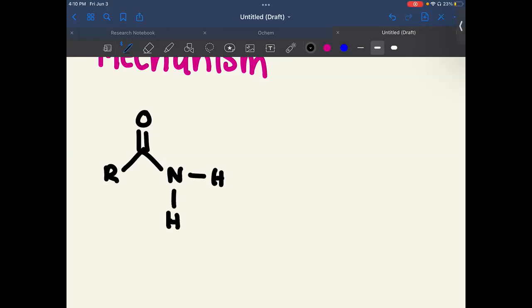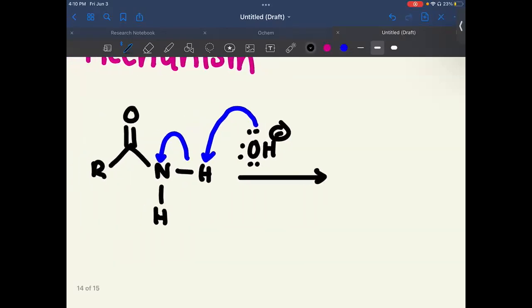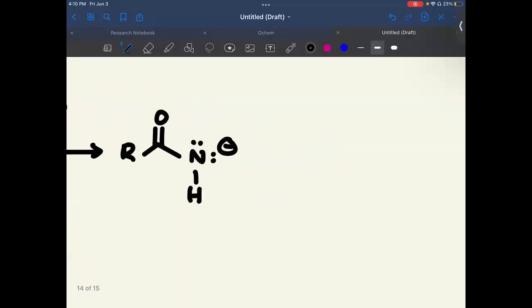So there's that. And then we're going to react it with the OH, the base from that NaOH, it's a negative. And the first thing that's going to happen is this is going to attack this hydrogen, which is then going to kick off onto this. So there's that. And from this, we will get this molecule. We're still going to have this double bonded oxygen.